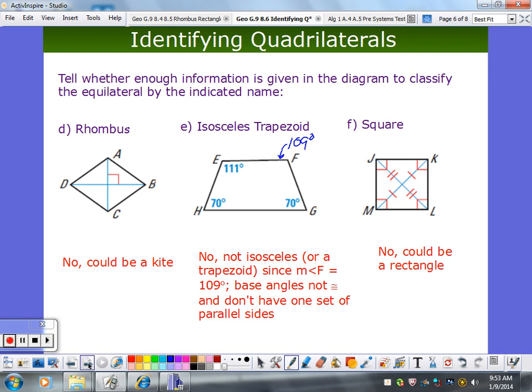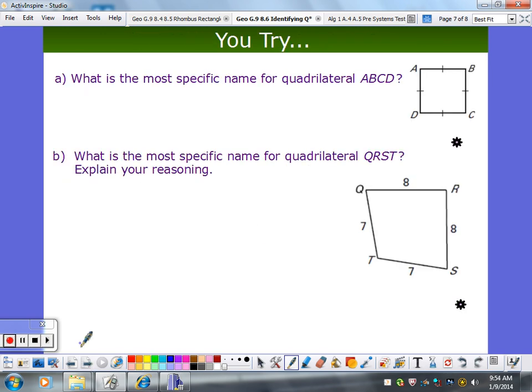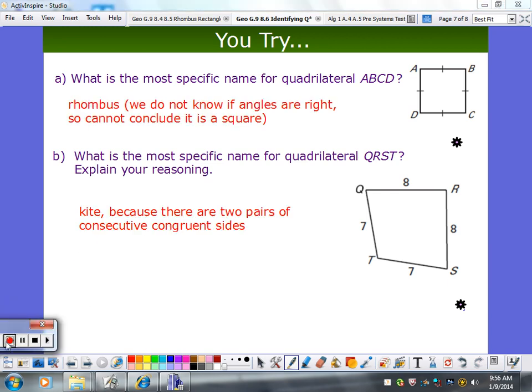The Try-Its are basically working with this idea of what do we know and what don't we know about these quadrilaterals. So try these Try-Its, there are 4 of them, and see what we can figure out here. I know all the sides are congruent, but I don't know if the angles are right. This quadrilateral I'm saying is a kite because I've got 2 congruent consecutive sides. That's pretty much a definition of a kite.